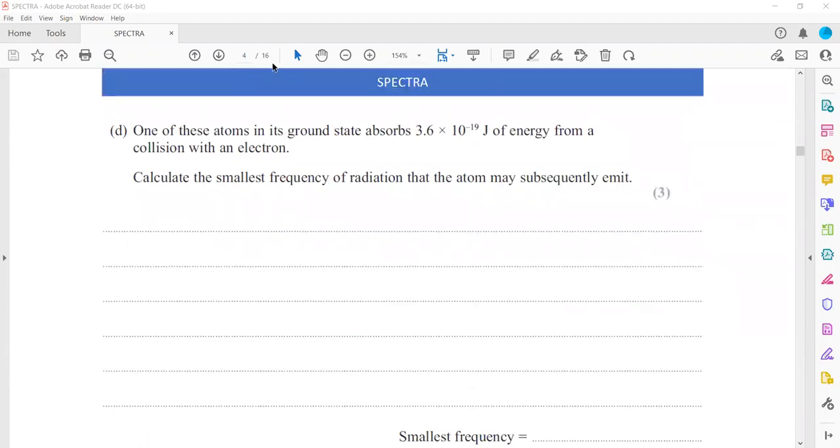One of these atoms in a ground state absorbed 3.6 × 10^-19 joule from a collision with an electron. Calculate the smallest frequency of a radiation that atom may subsequently emit. So we have the energy, we need the frequency. Because we want the smallest frequency emitted, this is like one of these atoms in a ground state absorbing 3.6 when it collides with the electron.